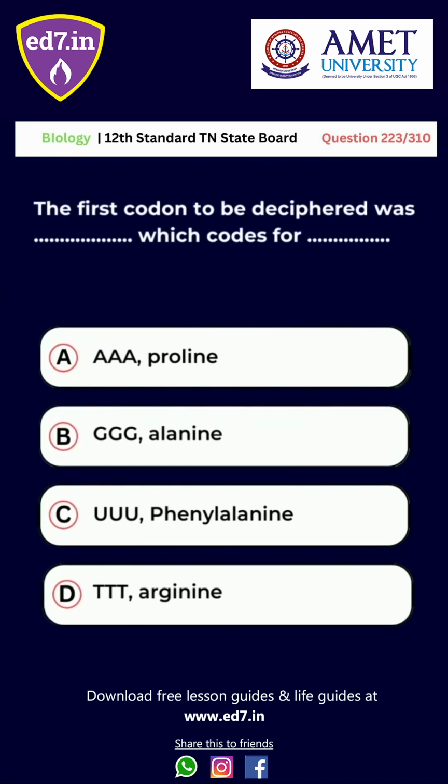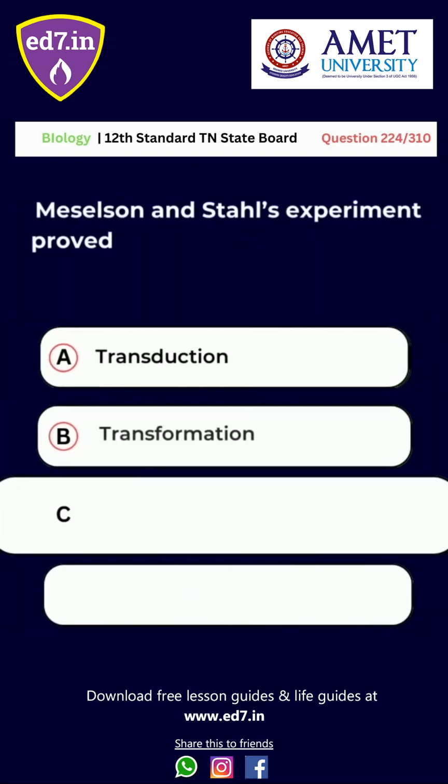Question number 223. The first codon to be deciphered was dash, which codes for dash. Option A. AAA, proline. B. GGG, alanine. C. UUU, phenylalanine. D. TTT, arginine. And the right answer for this question is option C. UUU, phenylalanine.